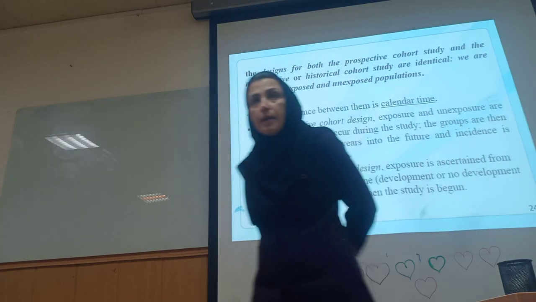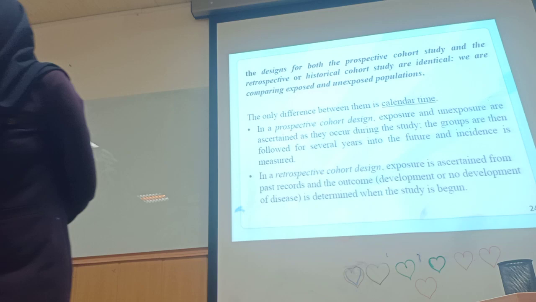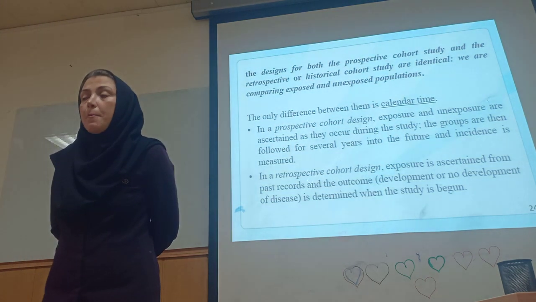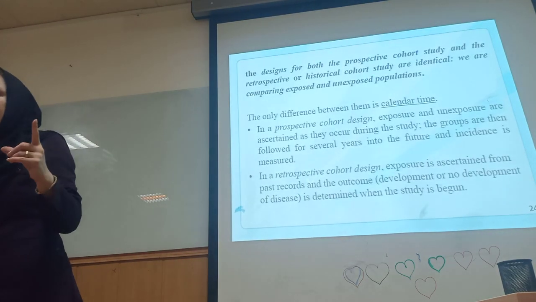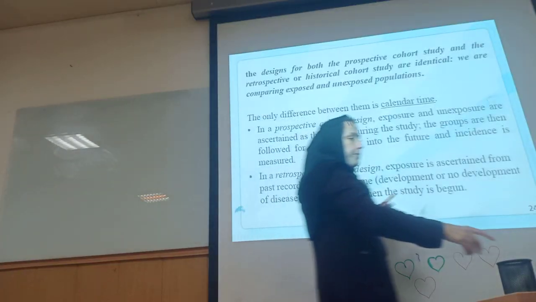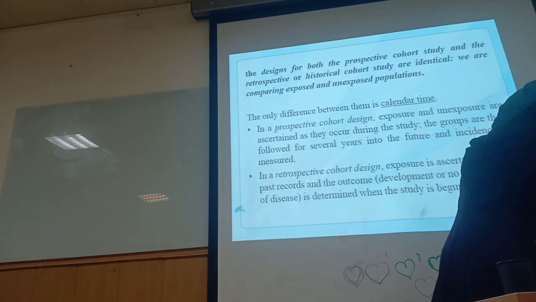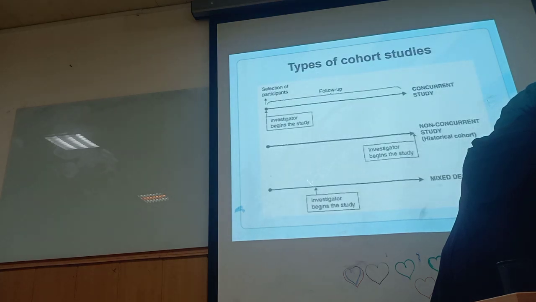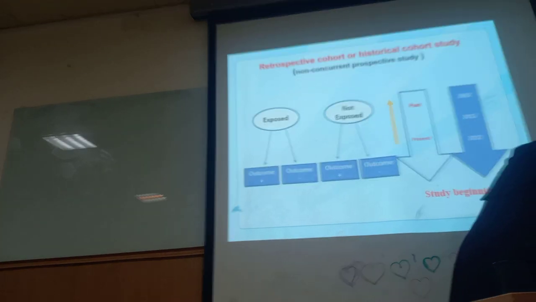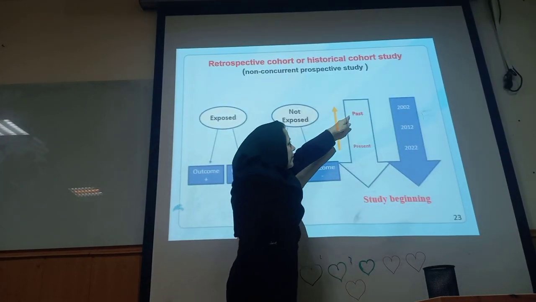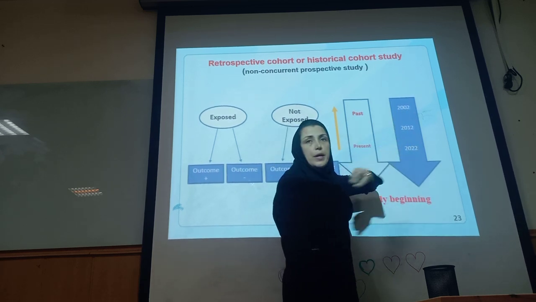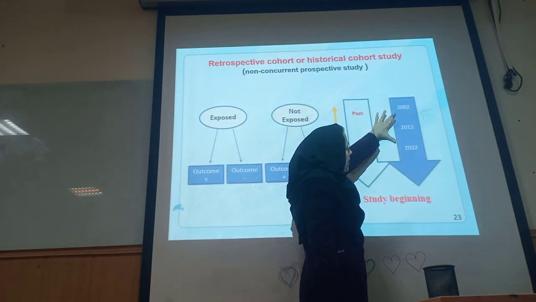What about incidence here? Can you find incidence here? Yes, in retrospective. Why? To find incidence, we need time. Okay? Here we have time again. I can show you. Here you have time. 2002, 2022. We have 20 years here.